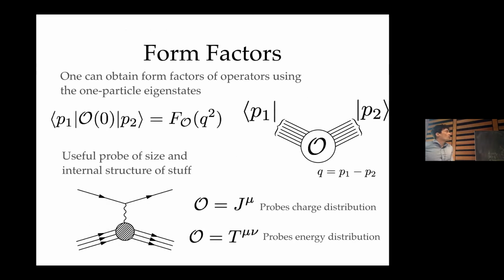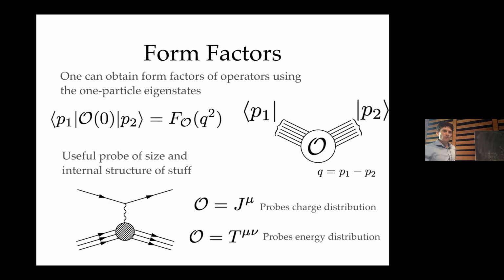Okay, good. So let me talk about how you probe the internal structure of states. One way to do this is using form factors. These are matrix elements of local operators. And if you have an in-state and out-state with different momenta, then you have some momentum transfer through the probe operator. And by varying that momentum, you can map out the internal structure of the particle. This is a standard way of probing the charge distribution of something like the proton. There, the operator would be the E&M current. If the operator is the stress tensor, then you probe the energy distribution of the particle.